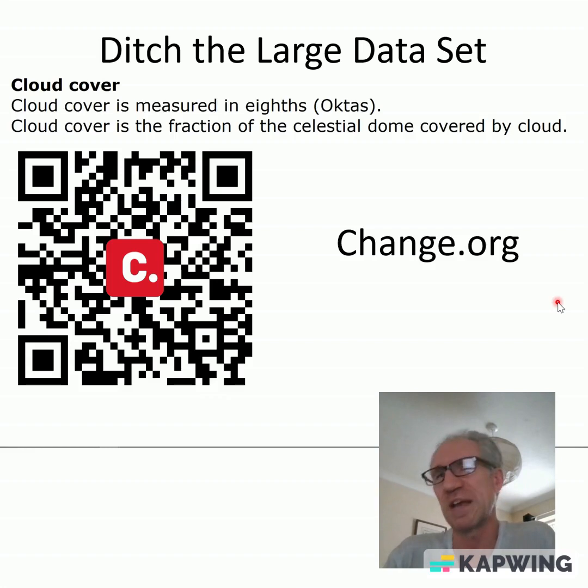Octas are the way in which cloud cover is measured. So it's not very sunny when there are lots of octas.